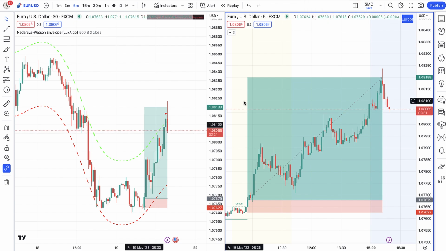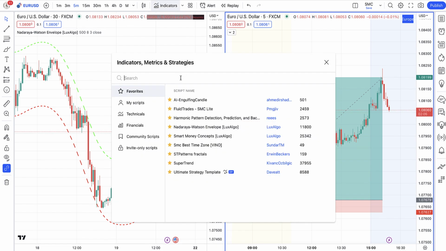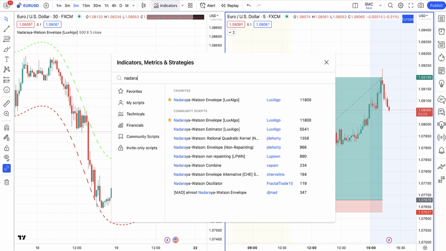So first, let's find which indicators we need and how to use them. First, we will need to have two charts. One will be the 30 minutes, as you can see here on the left side, and the other one will be the 5 minutes, which is on the right side. On the 30 minute chart, we will need the Nadaraya-Watson envelope. So you go to indicators and then you find Nadaraya-Watson envelope by Lux Algo. Okay, so you get this one.